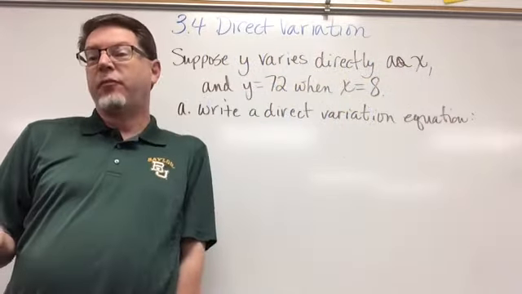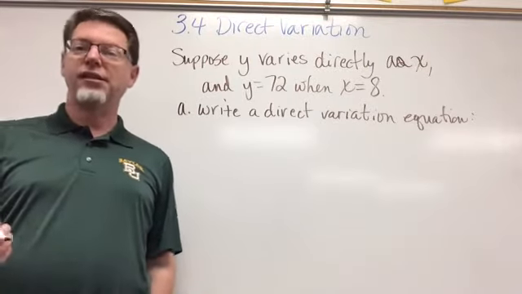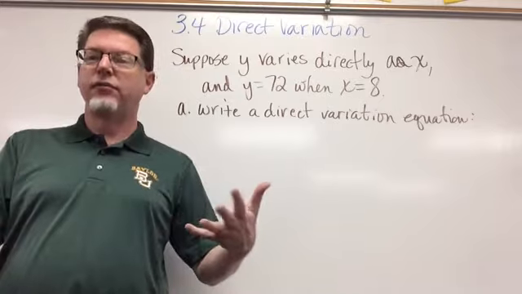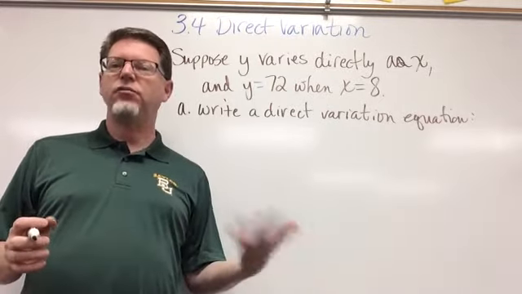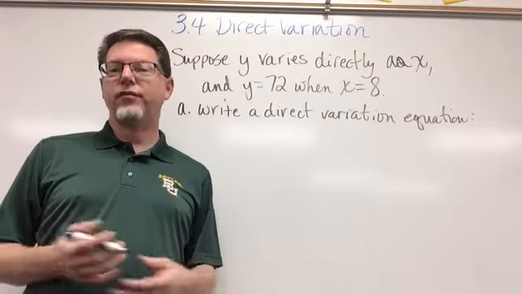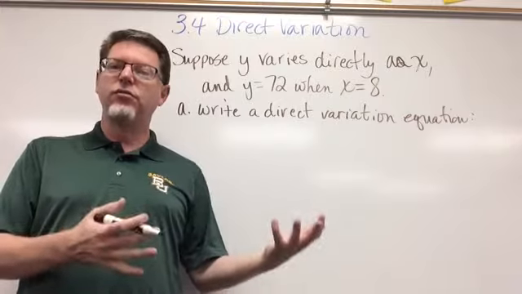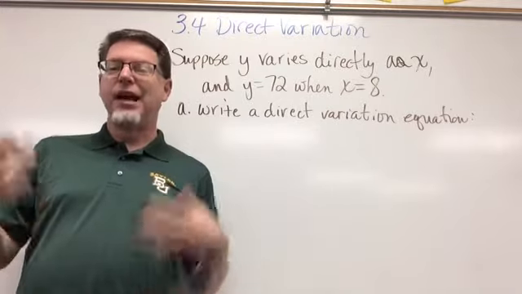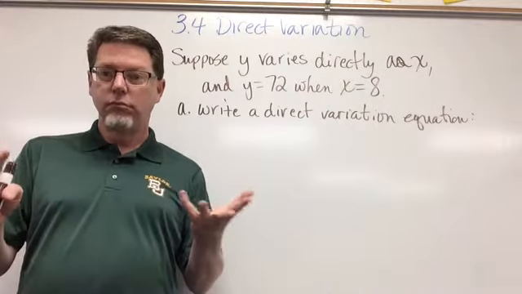So let's say we're given some information, okay? This information says that suppose y varies directly as x. It's telling me it's direct variation. That's the way they say that. And y equals 72 when x equals 8. So I have to write a direct variation equation, okay? If I know that y equals 72 when x equals 8, I've got to figure out what k is, my constant of variation, okay, which is the same thing as slope, okay?